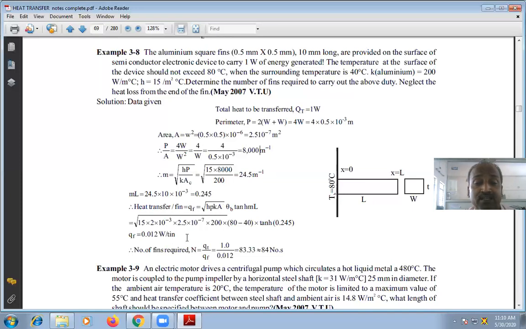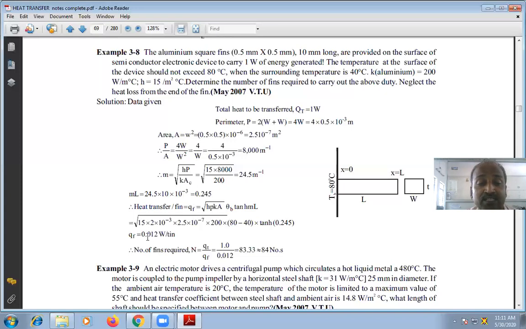And theta B, theta means temperature difference. Don't confuse. Sometimes theta B is given in some data book, sometimes temperature difference is given. Here, what is the temperature difference? 80 is the high temperature at one end, and surrounding temperature is 40. So 80 minus 40, that's all. Tan hyperbolic of m into L, m into L we have already calculated, that is 0.245.